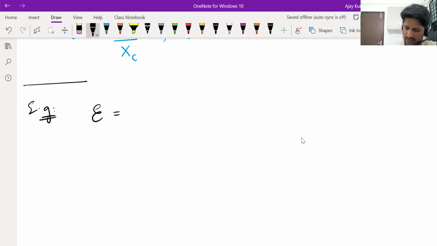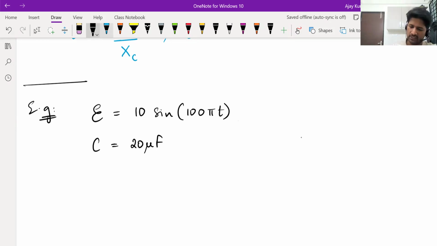suppose the EMF equation is given like this. Let's say 10 sine 100 pi t. E naught sine omega t. It's given in the standard, easiest form. Let's say capacitance is some 20 microfarad. So C is known to us, E naught is known to us, omega is known to us. If you know C, E naught and omega, then you can write the peak current. Peak current is C E naught into omega. That can be written.